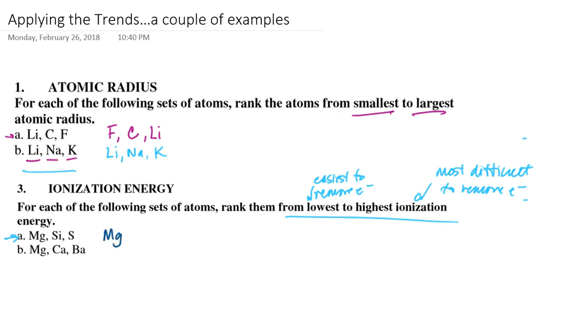And so what that means is the easiest of these atoms for which I can remove electrons would be magnesium. That would give me the easiest time. I would have to expend the least amount of energy kicking electrons out of magnesium. Then silicon, and then sulfur.